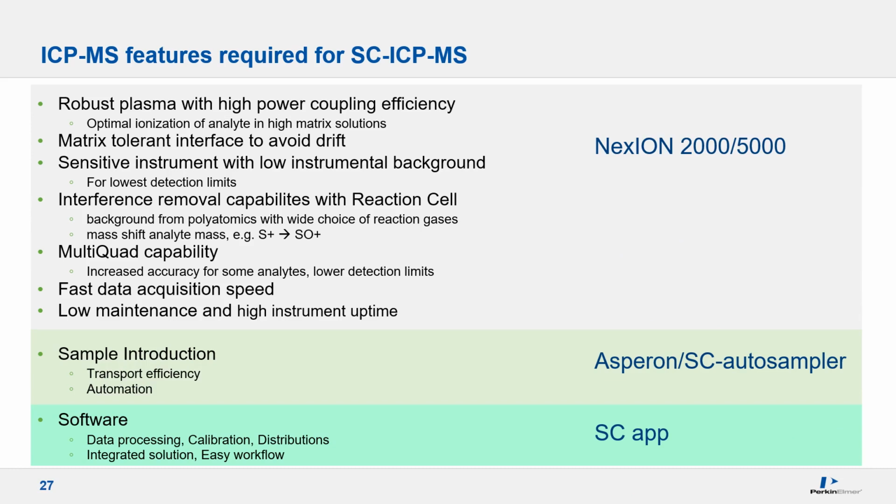The NexION 2000, 5000 series are satisfying those criteria optimally. The aspirant single cell autosampler combination is taking care of the aspect of the sample introduction, and the software requirements are taken care of by the single cell app. And so the ability of the NexION product line to provide a complete solution for single cell ICP-MS applications is given.